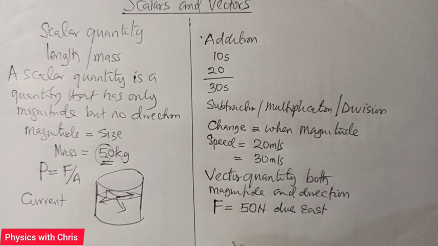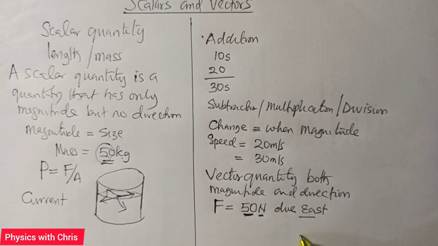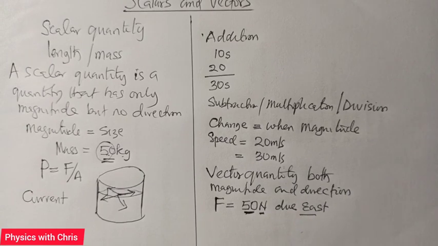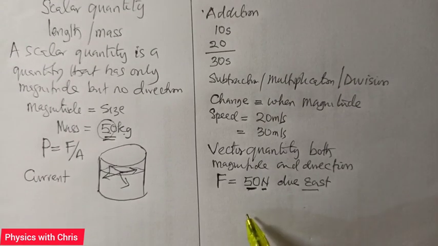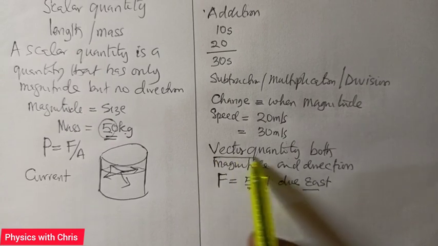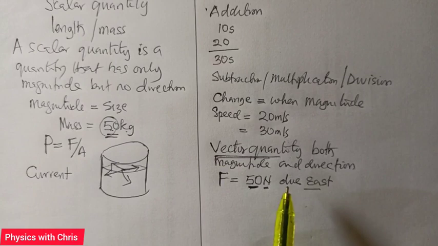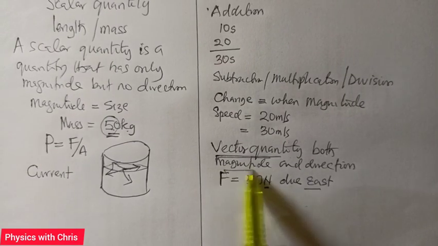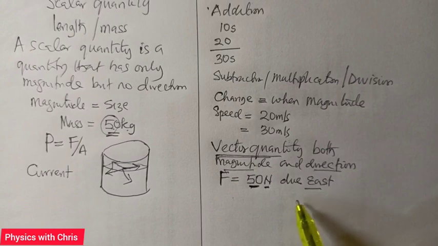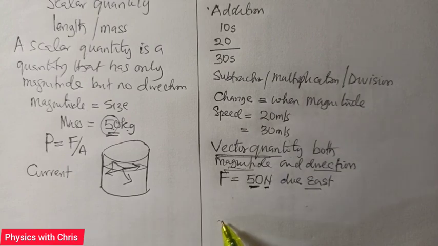This is a vector quantity, force. The magnitude, the size, is 50. The unit is Newton. And the direction is due east. Other directions we can use to represent the direction a vector quantity is acting are north, west, south, and so on. A vector quantity must be specified completely by stating both its magnitude and its direction. If only magnitude is given, then that vector is not represented completely. It's as good as calling it a scalar quantity.